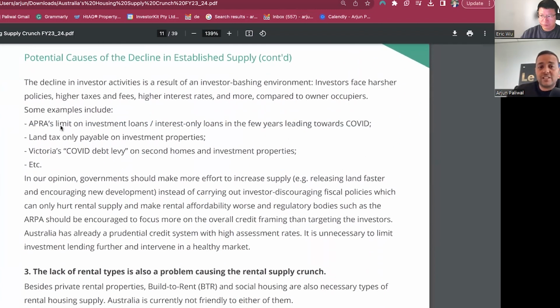You can look at APRA's investment loans and their limits. You saw that and you're very aware of that, Eric. The interest-only loans ending and not being so easy to get. Land tax starting to have more and more impact. Victoria's COVID debt levies and higher interest rates with the banks. Less LVR with investors than owner-occupiers. You can see Combank starting to change their tune.